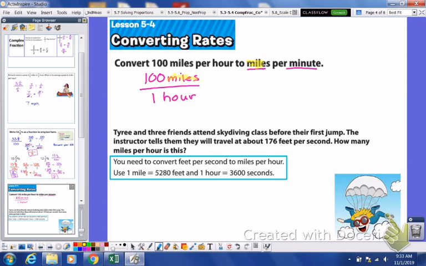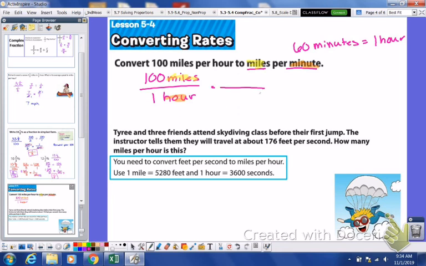So I don't need to worry about that part. I need to figure out how do I get from hours to minutes. Well, I know that there are 60 minutes in 1 hour. So we're going to multiply.